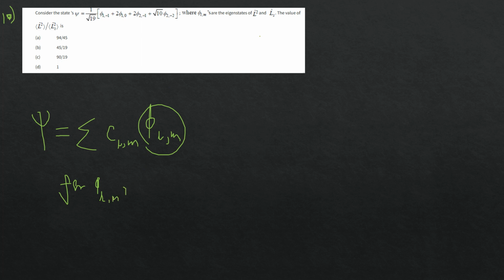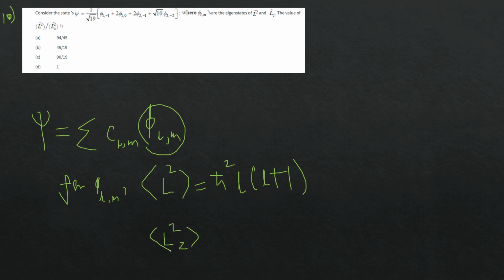What is L square? We have L square and Lz. So L square is equal to h cut square l into l plus 1. Correct? And Lz square is m square h cut square. Right? Lz square is m square h cut square. Alright, so we will calculate that.